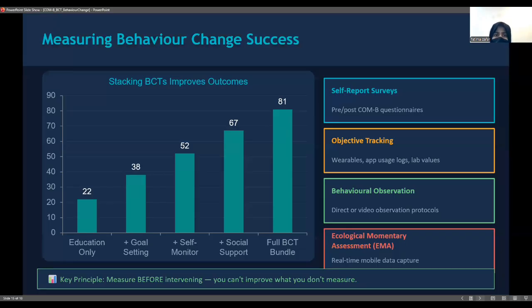Now it is just measuring behavior change success, that is self-report surveys, in which you will see here pre-post COM-B questionnaires. Then we have objective tracking here, that is by using wearable app usage logs and lab values. And then we have behavioral observation, that is direct or video observation protocol, and we have ecological momentary assessment, that is real-time mobile data capture. So all these things are measured before intervening. You cannot improve what you don't measure. So this is just a behavior analysis of that.